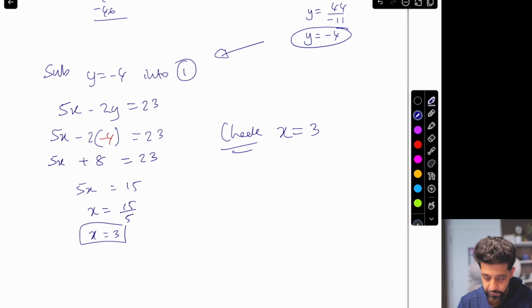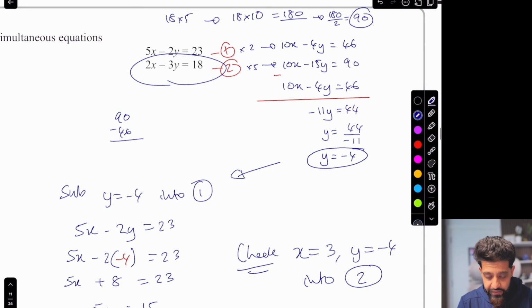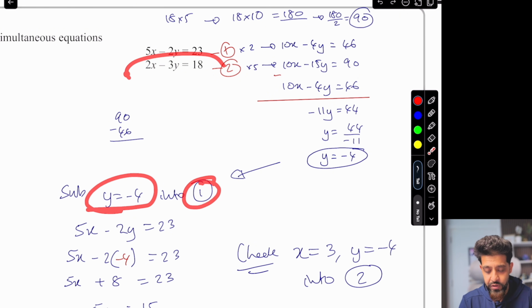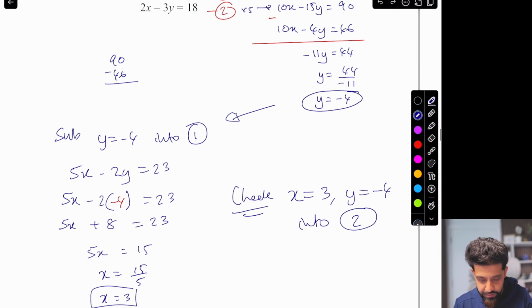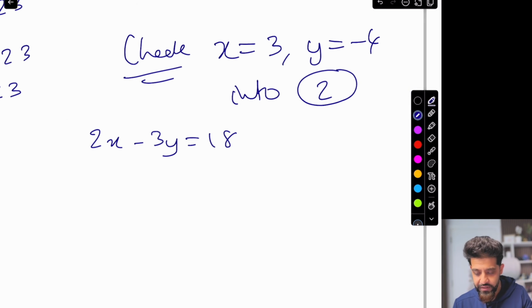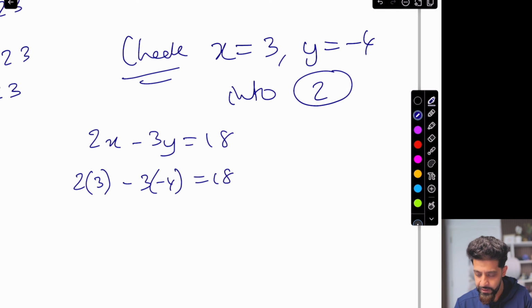So x is equal to 3, y is equal to minus 4, and I'm going to check this in equation number 2, which I haven't used. Because I used equation number 1 already to do the substitution, I have to use the second equation to do my check. All right, so equation number 2 is 2x minus 3y equals 18. My x is 3 and y is equal to minus 4. So 2 times 3 minus 3 times minus 4 is equal to 18.